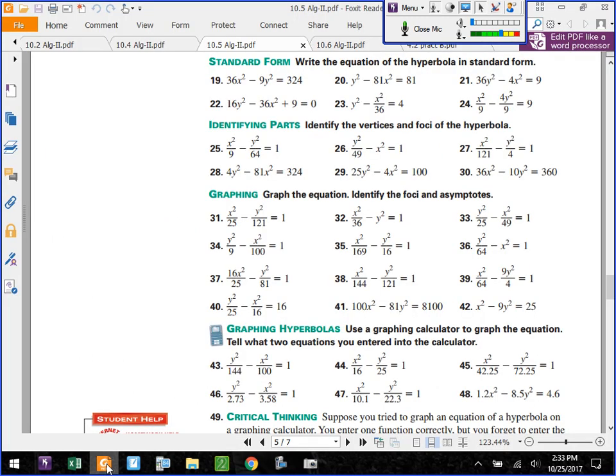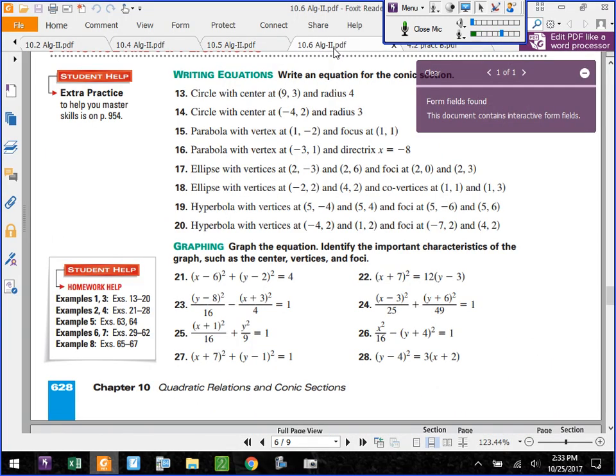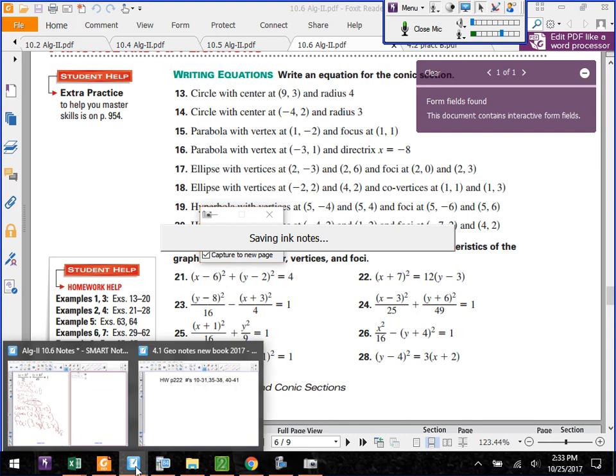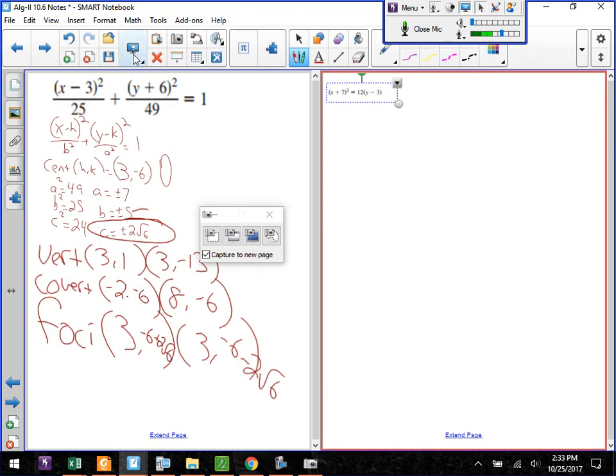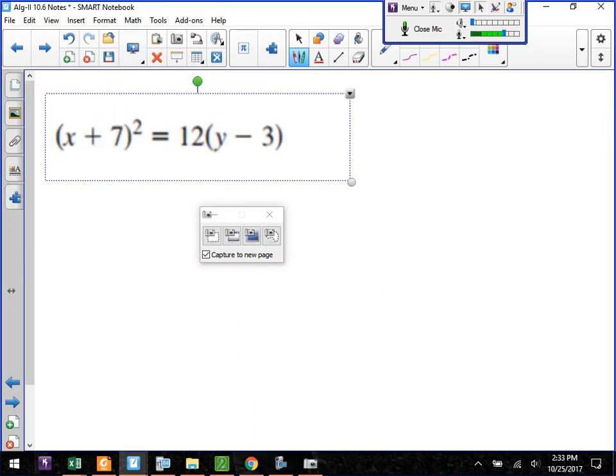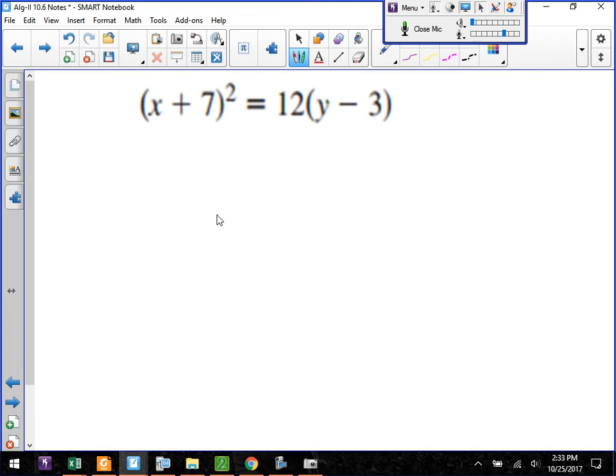All right, let's look at a problem. All right, last one. Last one is going to be our parabola. And the reason we always know that we have a parabola is because one of them's not squared. You're only going to have one value squared for a parabola. It's either going to be an x squared or a y squared.